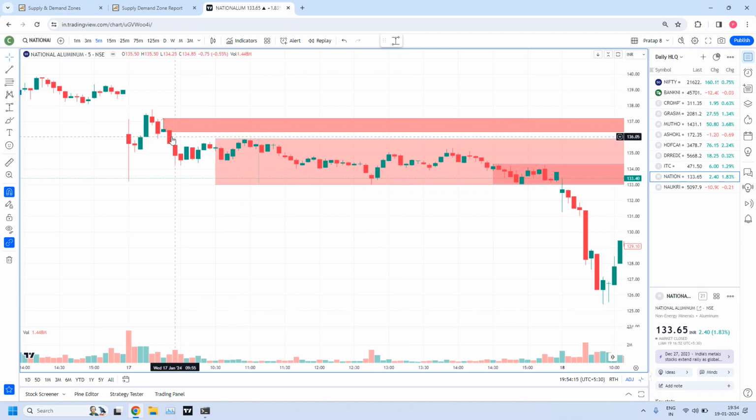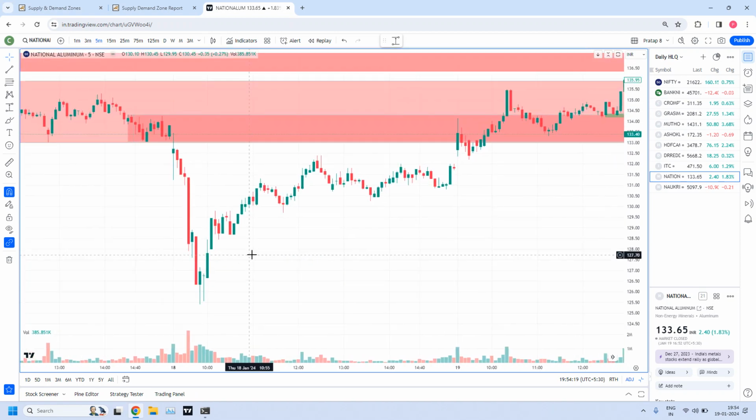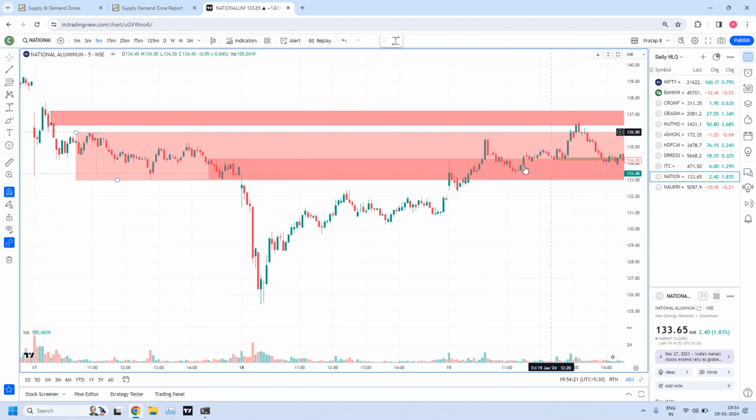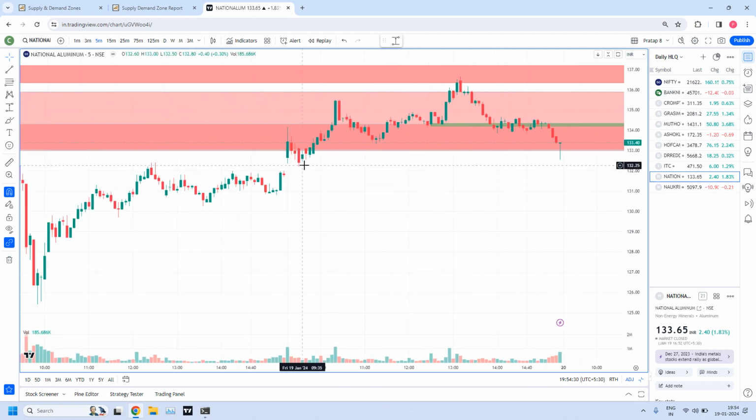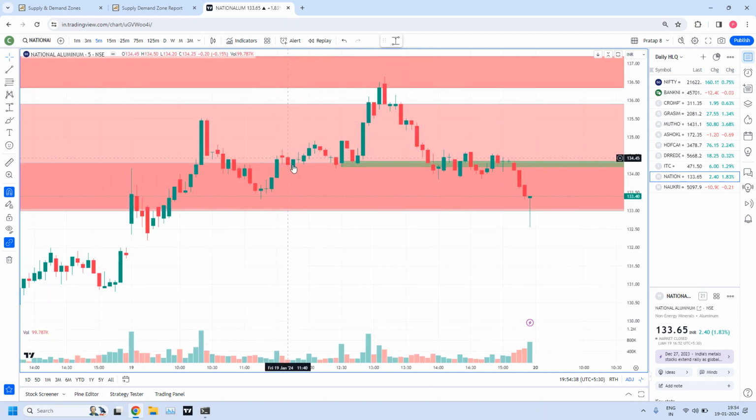At least one successful trade it will give, because before entering into this zone, see how the existing demand is consumed within this zone. See here, from here prices came down. That means some of the demand is consumed. After reaching here, again prices came down. Some more demand is consumed. Again, some more demand is consumed.